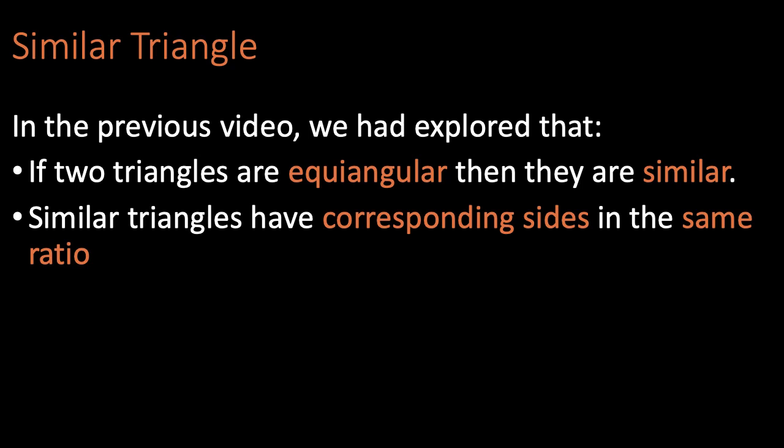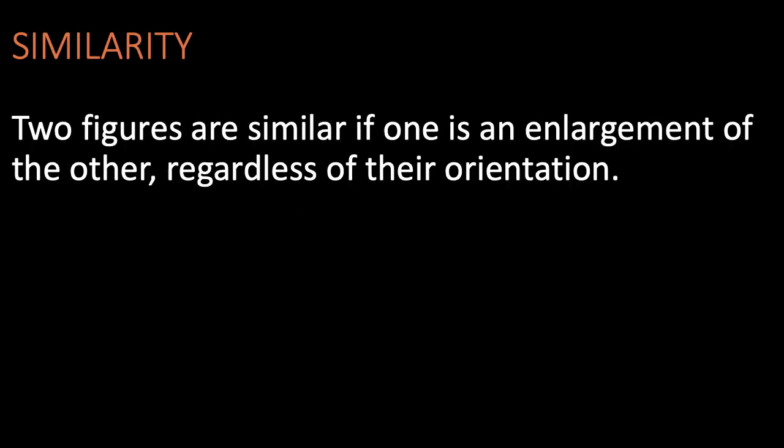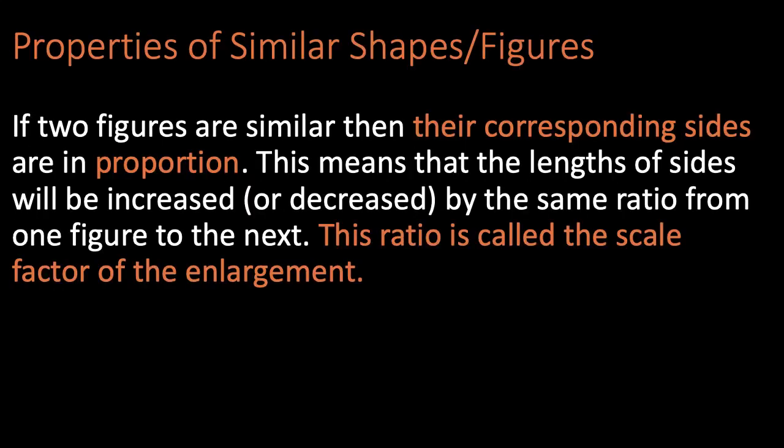Just a quick recap: in the previous video we explored that if two triangles are equiangular, then they are similar, and similar triangles have corresponding sides in the same ratio. What is similarity? Two figures are similar if one is an enlargement of the other, regardless of their orientation. Okay. Now, properties, we have discussed earlier.